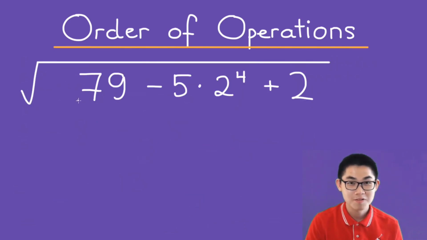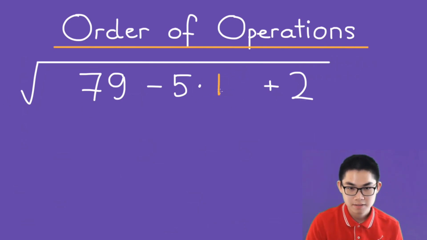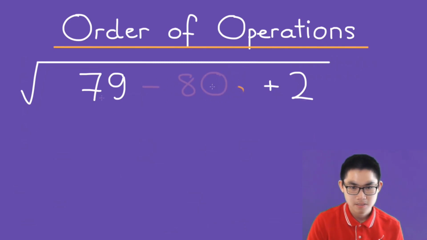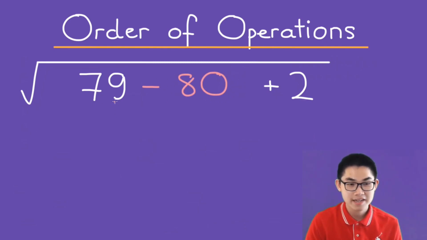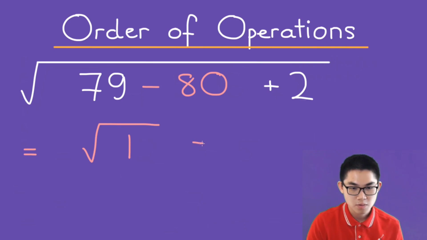The square root of 79 minus 5 times 2 to the power of 4 plus 2. So 2 to the power of 4 is 16. And here we see multiplication, so negative 5 times 16 is negative 80. Now we do from left to right, so 79 minus 80 is negative 1, plus 2, it's going to be positive 1. So at the end of the day, we just have the square root of 1, which is 1.